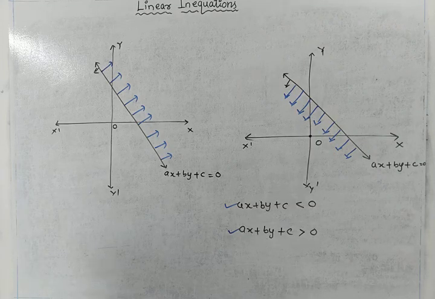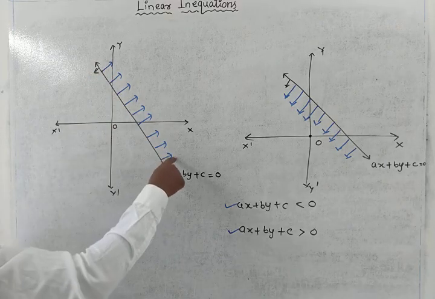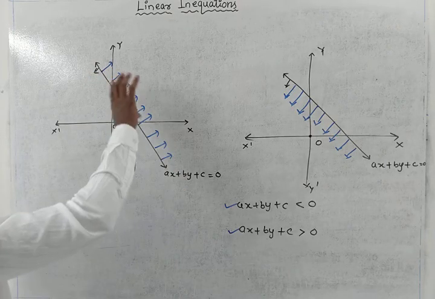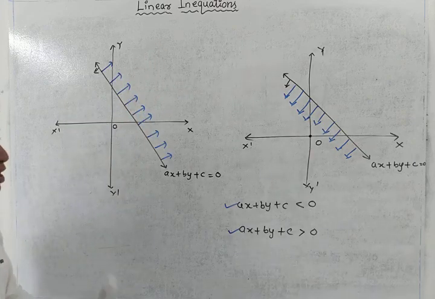The solution of this linear inequation is not a single point, it is a set of points. When you found the solution of an equation, that time it is a single point, a single point defines the solution of a linear equation. But now a set of points defines the solution of a linear inequation.